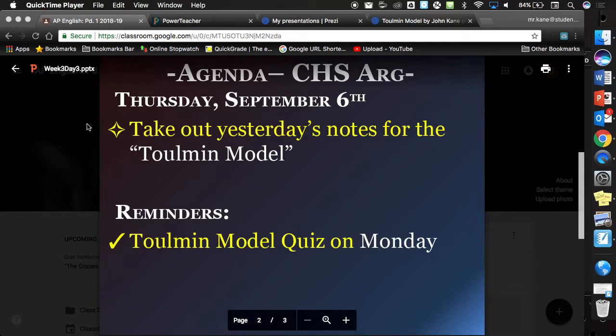So there's not a homework assignment that you have over the weekend. There's not a reading assignment that you forgot about. It's just that we're going to have the quiz on Monday. Tomorrow we will start taking a look at logical fallacies.